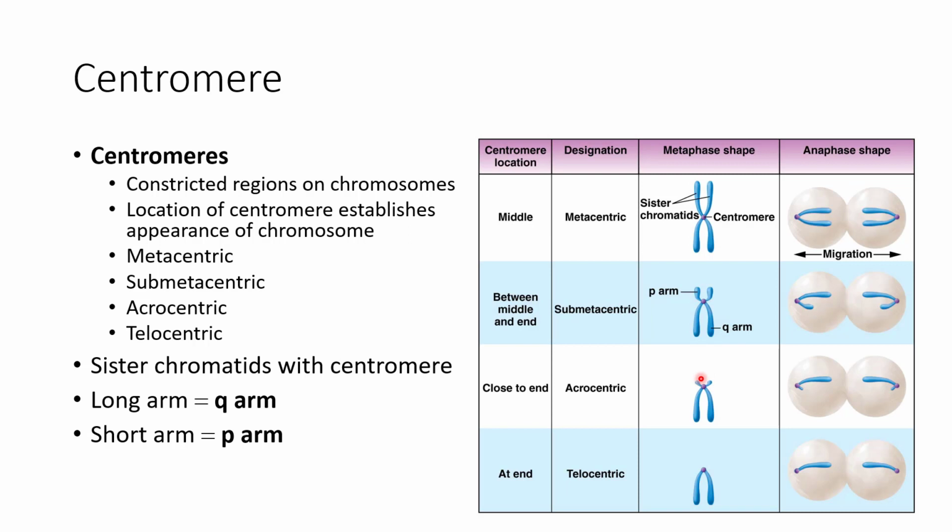As we move closer to the end, not all the way at the end, but closer to the end, so you can see here's our chromosome, there's the centromere, it's close to the end. This is what we call acrocentric. Again, it's really difficult to designate a P and Q, even though technically this would be the P. Finally, if it's all the way at the end, that chromosome would be designated telocentric. So make sure you understand the difference between these.